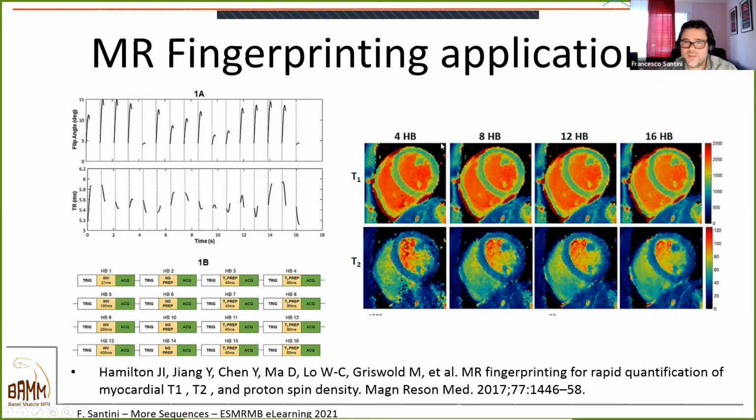This is an example in the heart, where in as low as 4 heartbeats, you can get a T1 and T2 map with this strange sequence where flip angle varies in this crazy way, TR varies in this crazy way, then you have T1 and T2 preparations.